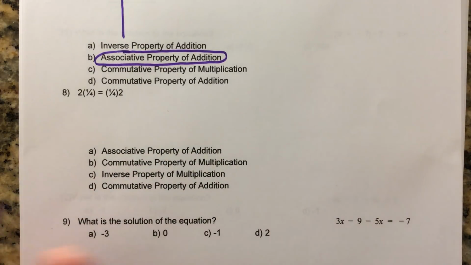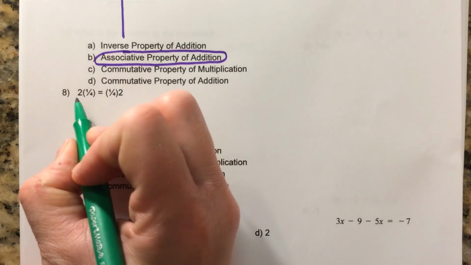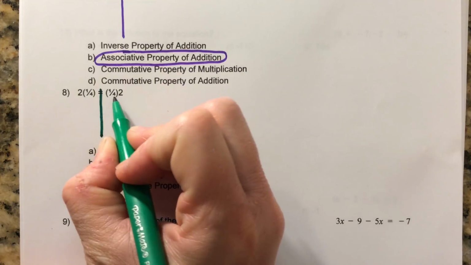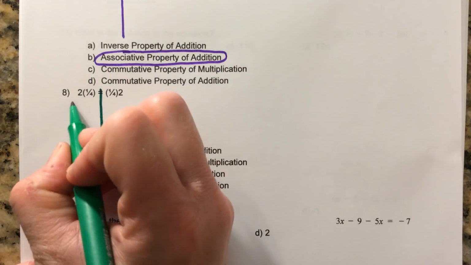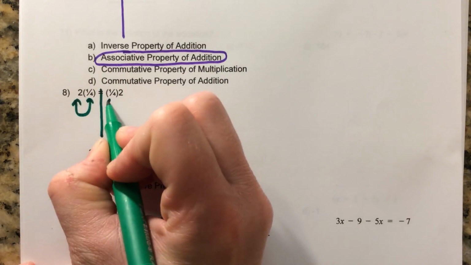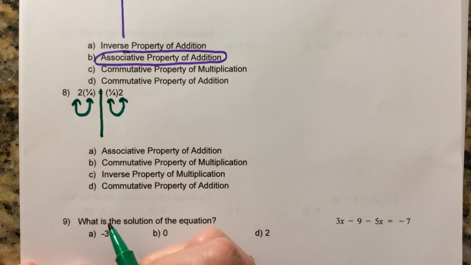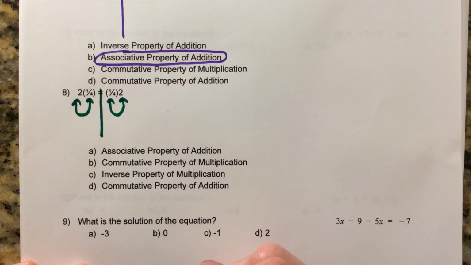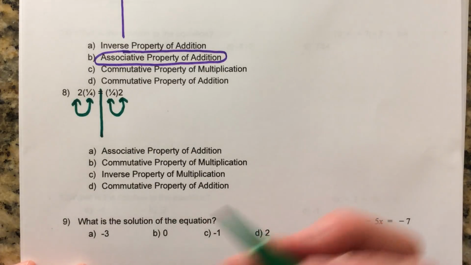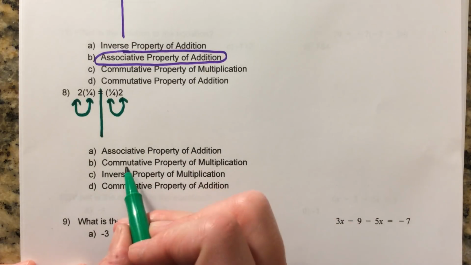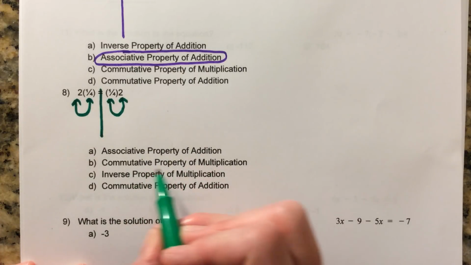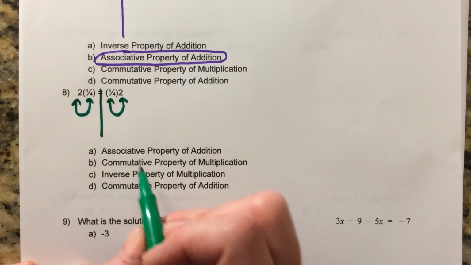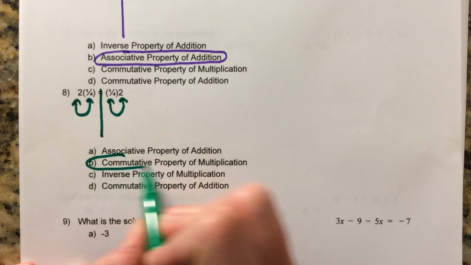On number 8 here, you'll notice that this says 2 being multiplied by 1/4 is the same as 1/4 multiplied by 2. So here, again, you'll notice that the order changed. You can switch the numbers back and forth. So 2 times 1/4 or 1/4 times 2, and you get the same answer. So that, again, is the commutative property. But notice that you have commutative property of multiplication and commutative property of addition. And so because this is multiplication, we would have to go with answer B.